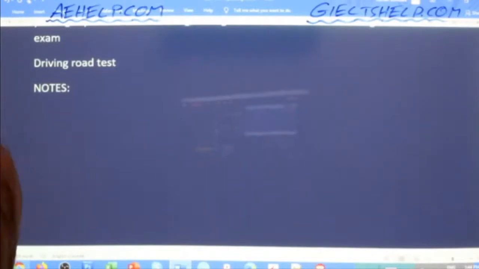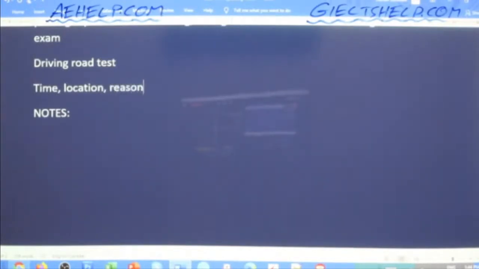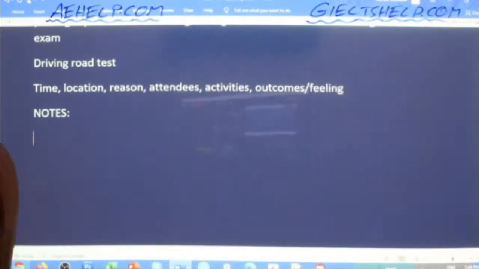Usable notes. Now remember that this is an event. So time, location, reason, attendees, activities, outcomes, or feeling. So that's what we're thinking about.